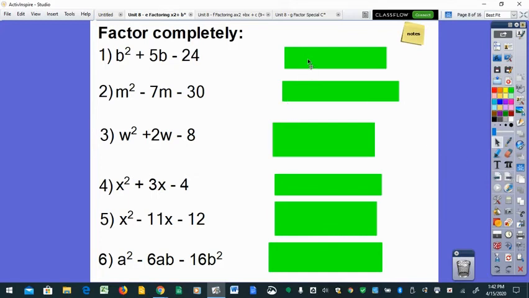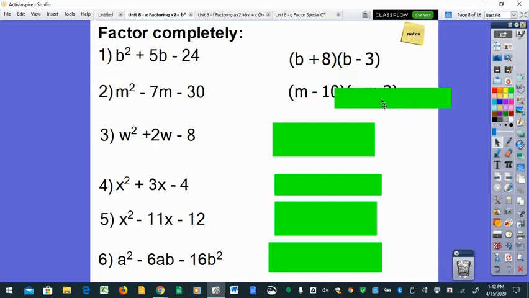Okay, guys, let's take a look at this first one. b plus 8 and b minus 3. Now, if you put b minus 3 in front of b plus 8, that's the same answer. But what is not the same answer is if you put b minus 8 and b plus 3. That would end up giving you a minus 5b, and that would be incorrect. So be careful with your signs.